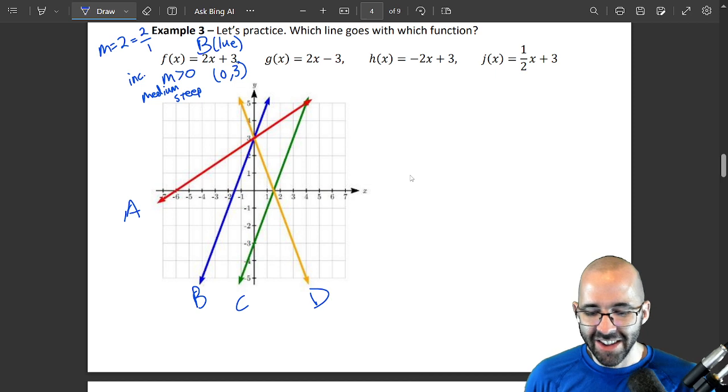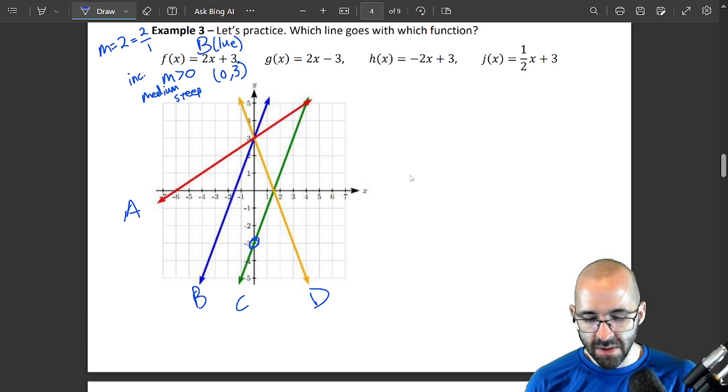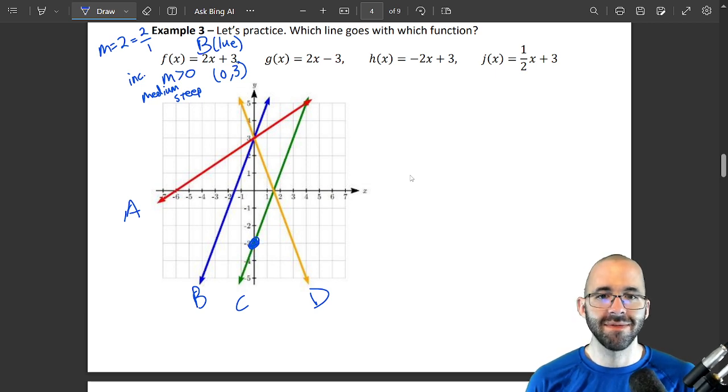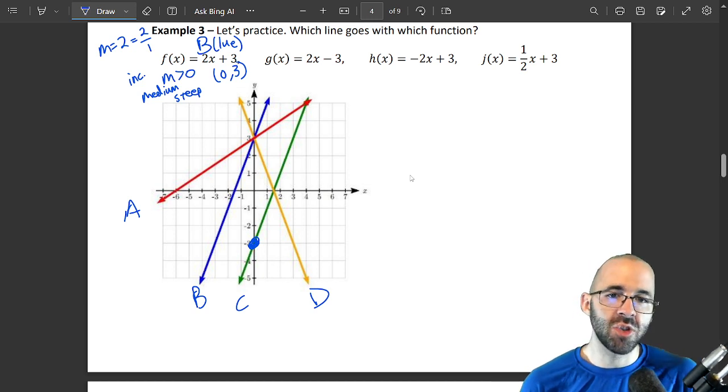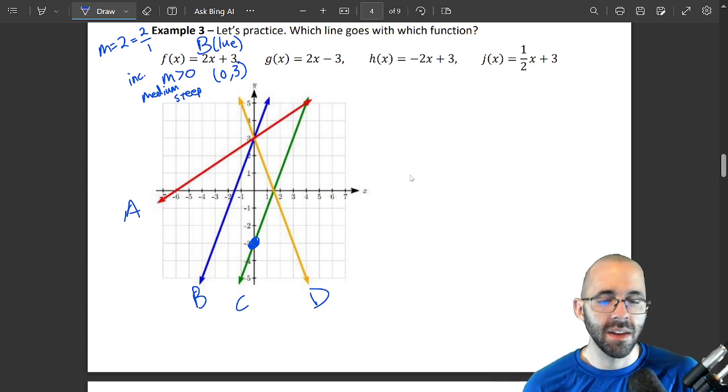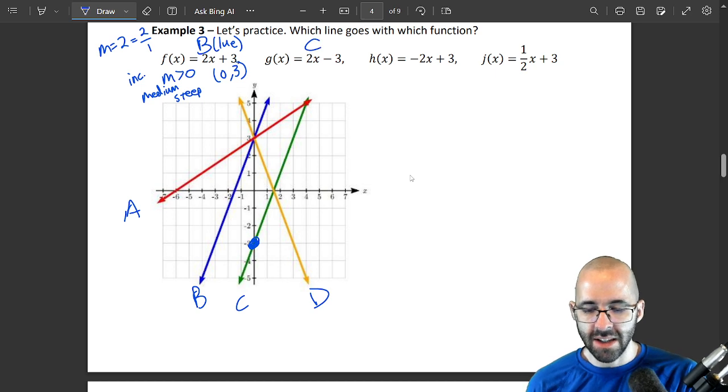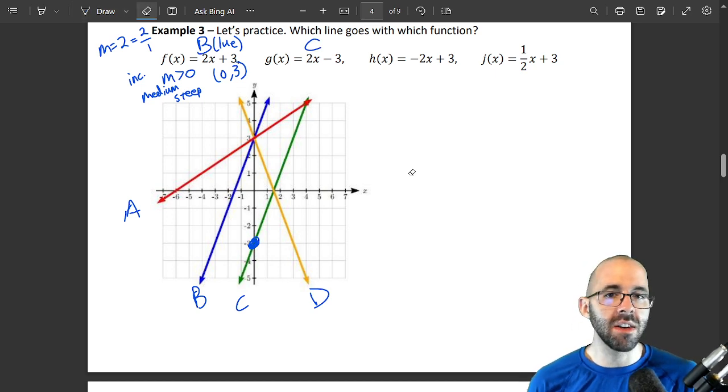Anyway, let's move on. The next one is going to be very similar. The y-intercept is -3. Oh, we're done. We know it must be line C. We can double check. Yes, it has the right slope. We already know it's going to be letter C because that's the only one with a starting value of -3, a vertical intercept of -3.